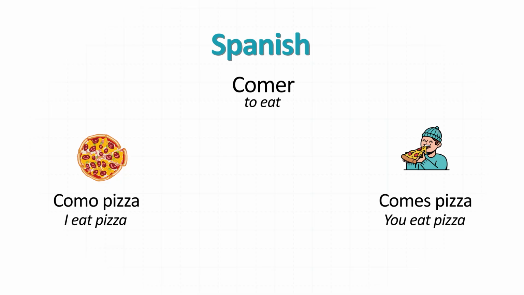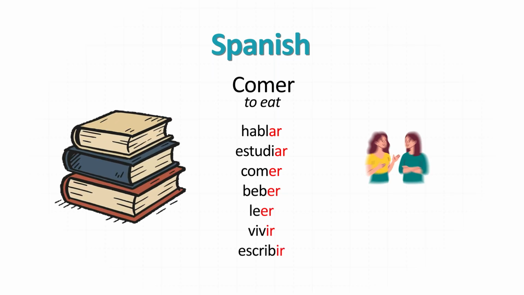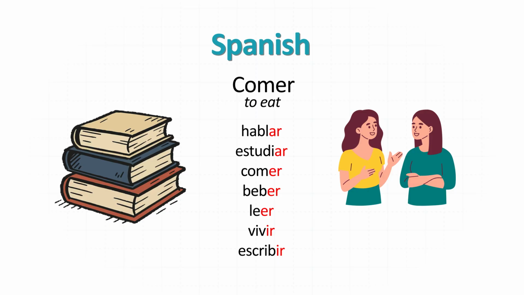This happens in every tense, with every verb. Spanish verb endings always carry this information. Present tense, past tense, future tense. The ending tells you who's performing the action. That's why Spanish speakers in real conversations often skip the pronoun entirely.